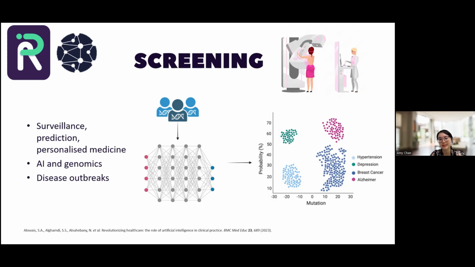So what we can see is you might be able to look at people's genomics data, look at what the mutation is, and work out the probability, depending on the mutation, of what disease state they might get. So in the figure there, you could look at the probability of getting things like depression or hypertension or breast cancer or Alzheimer's disease. So again, looking at different clusters and their probability.